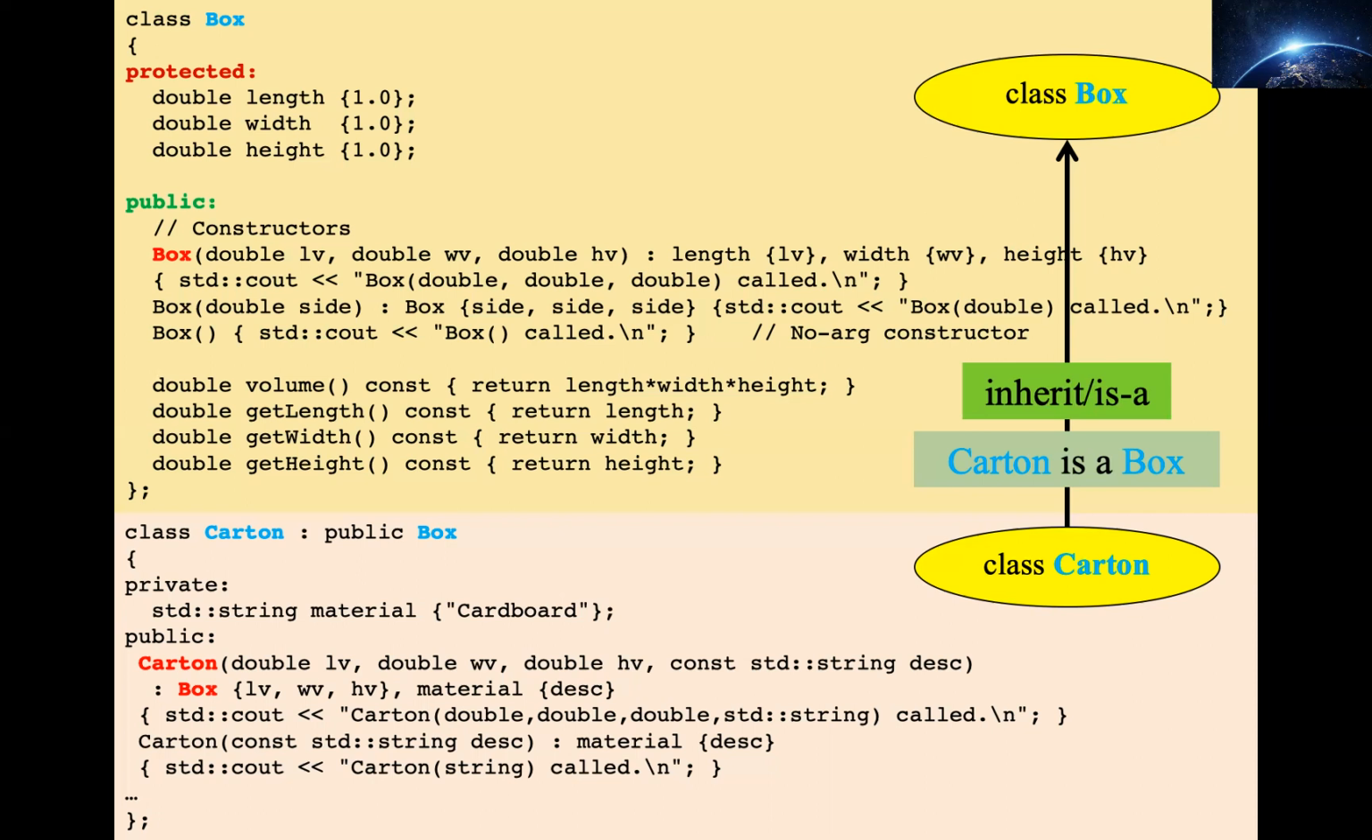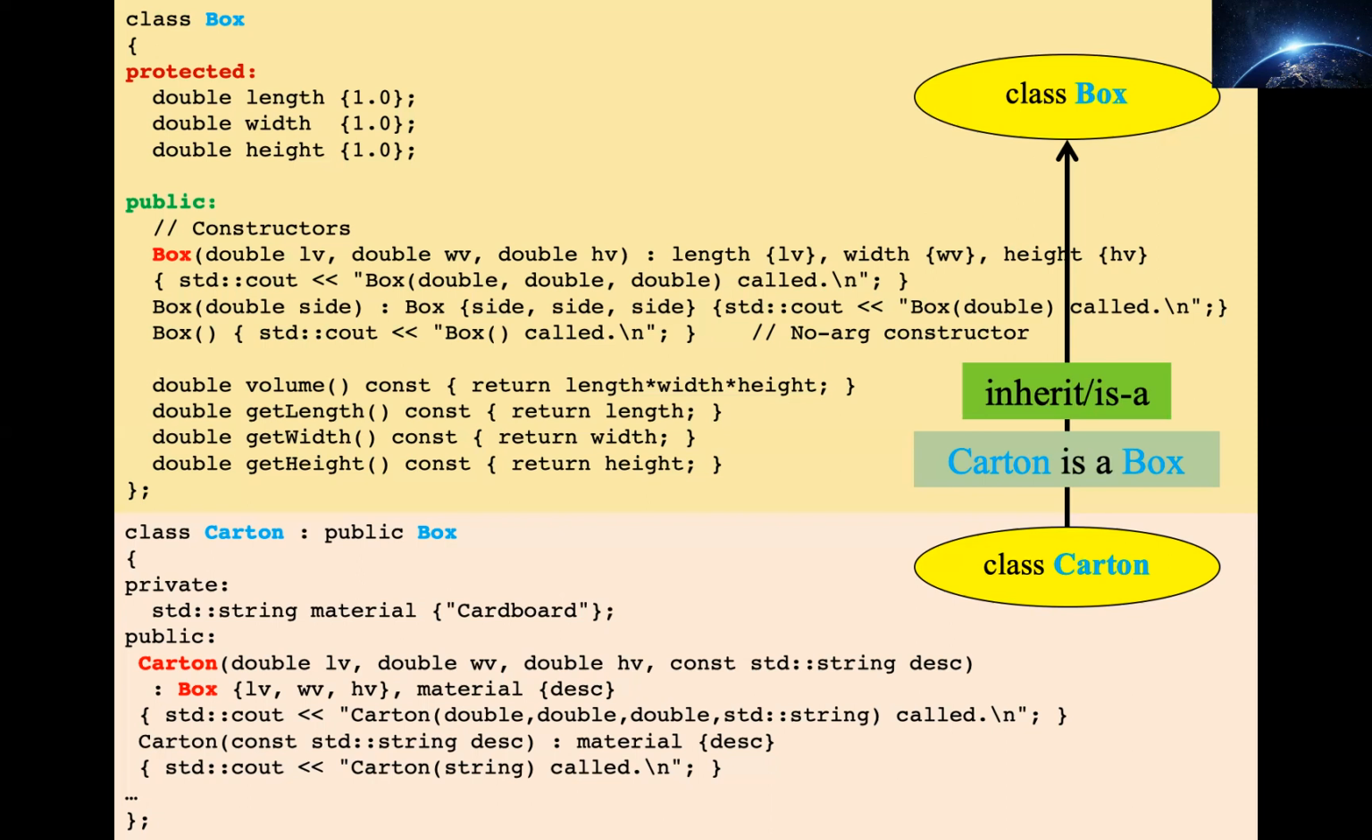But here, protected is saying that we extend that private area to not just its own class, but also all the classes inheriting from this class, Box. Okay, that's the only thing you need to change. In fact, it's your design, whether you want the child class to be able to access that. That's your choice.